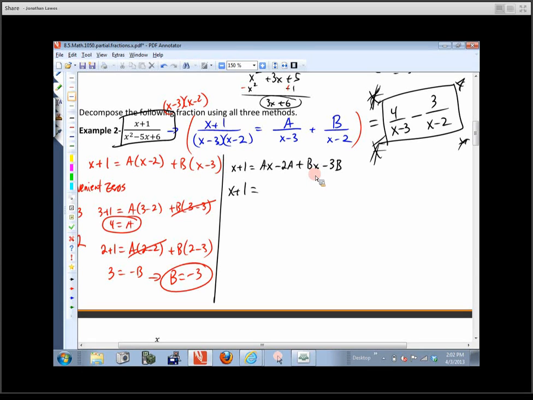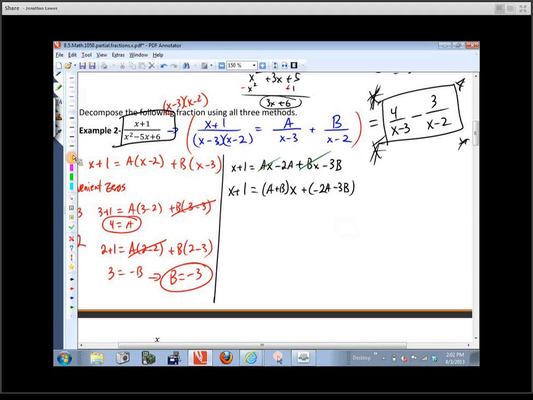Well, that's an x term. Those are like terms, and here's how I like to write it. Start a set of parentheses. It's a plus b, x. Now, I've taken care of the ax and the bx. Let's look at what's left. You're left with a minus 2a minus 3b. Now, I like putting those in parentheses.